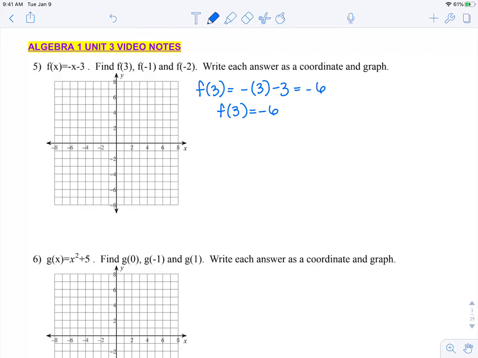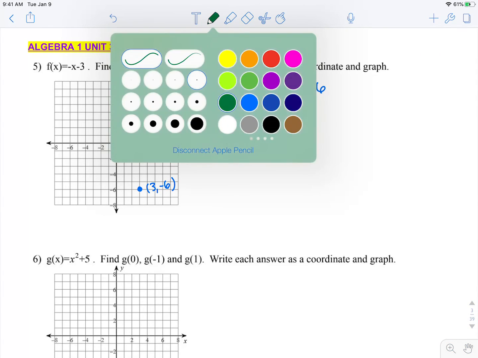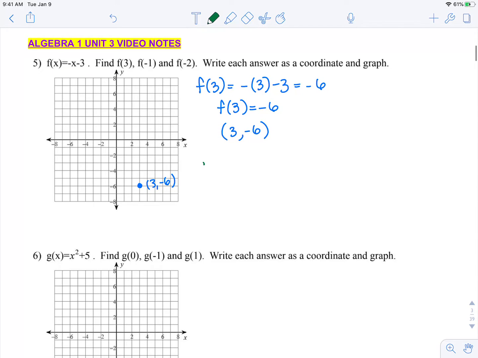So if I'm looking at that as a coordinate, that means that my input was 3 and my output was negative 6. So if I start here to graph that, I go right 3, down 6. 3, negative 6.